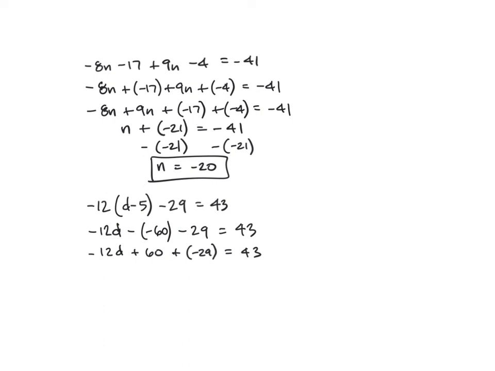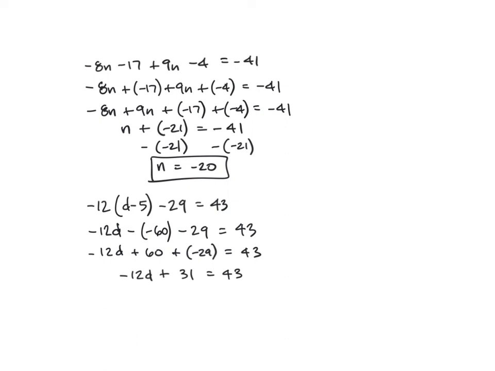I have negative 12d, so I still have some more simplifying to do, because I've got a variable term here, but I've got two constants. I need to add those up. So we will have negative 12d plus 31 equals 43. So now we have everything as simple as possible. We can start to solve.